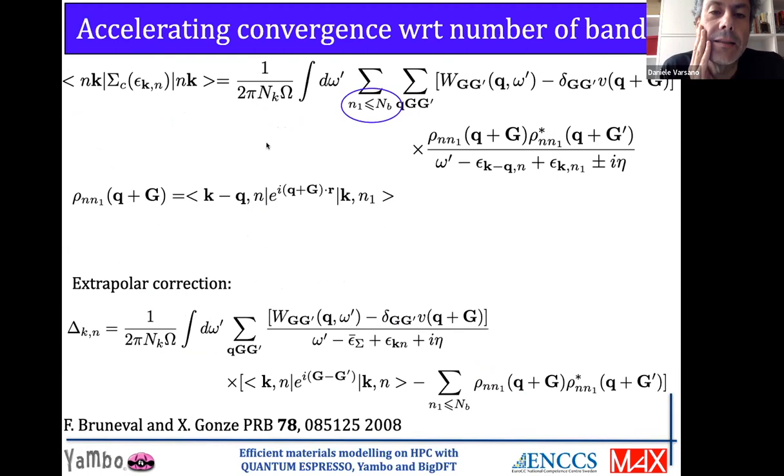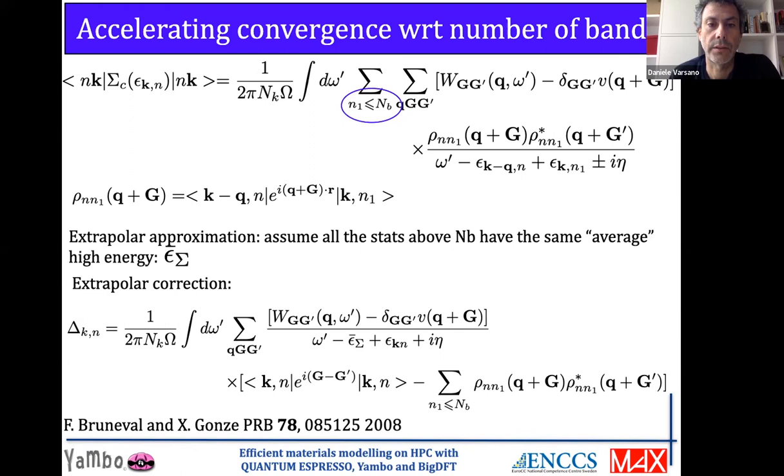For instance, the one developed by Bruneval and Gonze, which is again implemented in Yambo. You can calculate the summation up to a certain number of unoccupied bands, and then use a correction factor that assumes that from bands higher in energy than B, you have a single common pole. In this case, you can invert the summation, exploit the orthonormality of your basis set, and you arrive to calculate this correction.